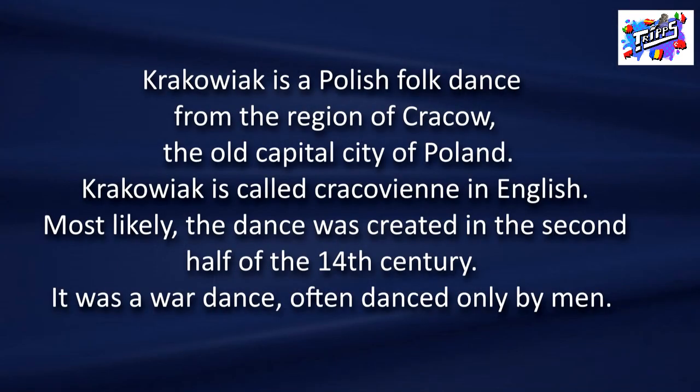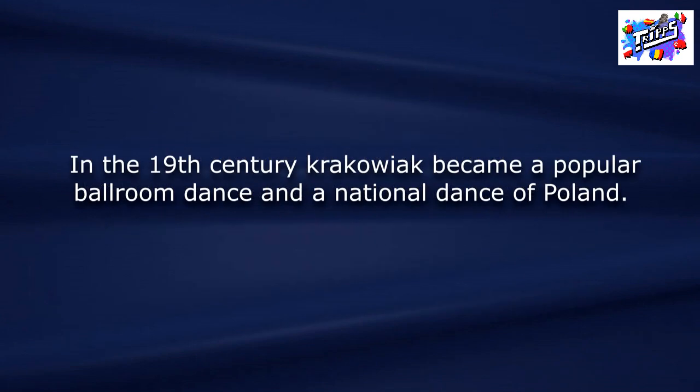Krakowiak is a Polish folk dance from the region of Kraków, the old capital city of Poland. Krakowiak is called Cracovienne in English. Most likely the dance was created in the second half of the 14th century. It was a war dance often danced only by men. In the 19th century, Krakowiak became a popular ballroom dance and a national dance of Poland.